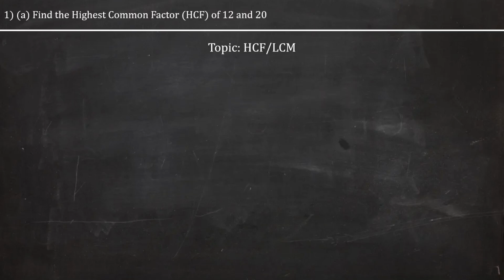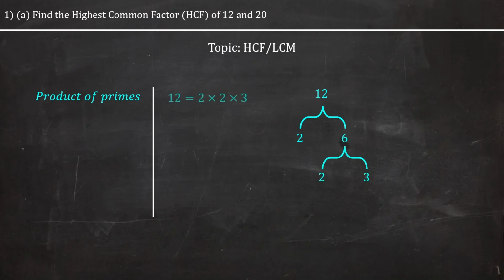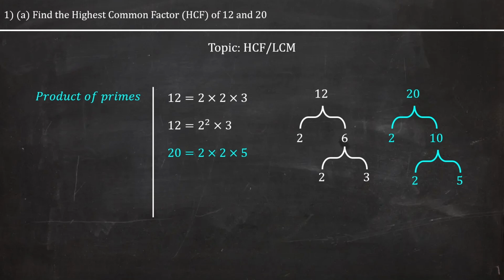Alright, question 1, highest common factor of 12 and 20. So first thing, we're going to break them into primes here. So 12 is 2 and 6, 6 is 2 and 3, so 12 is 2 times 2 times 3, which is 2 squared times 3. 20 is 2 and 10, which is 2 and 5, so 20 is 2 times 2 times 5, which is 2 squared times 5.